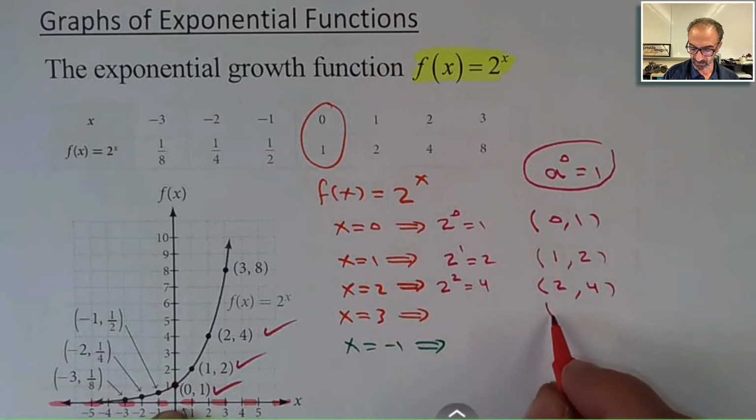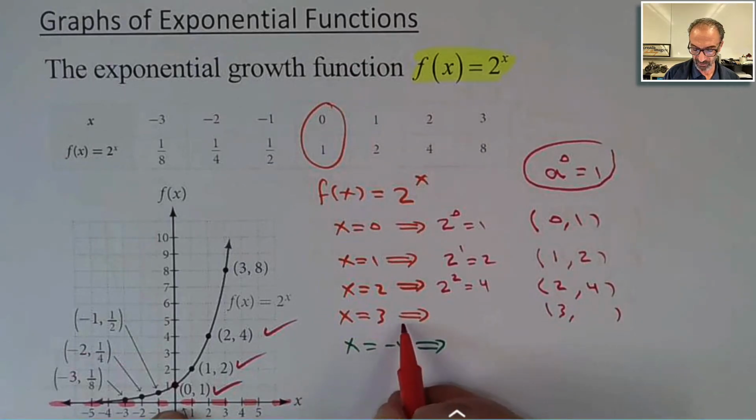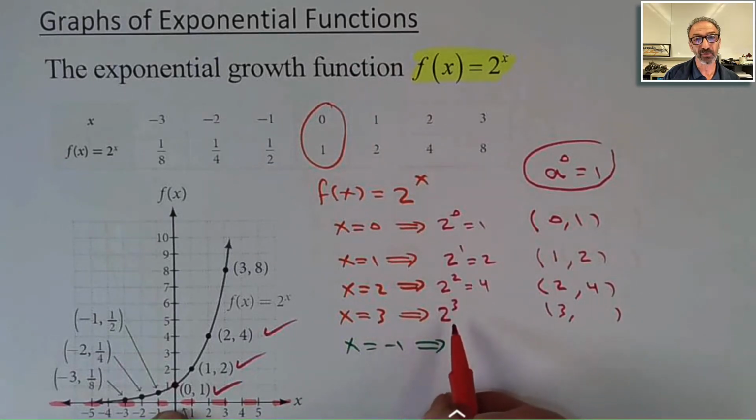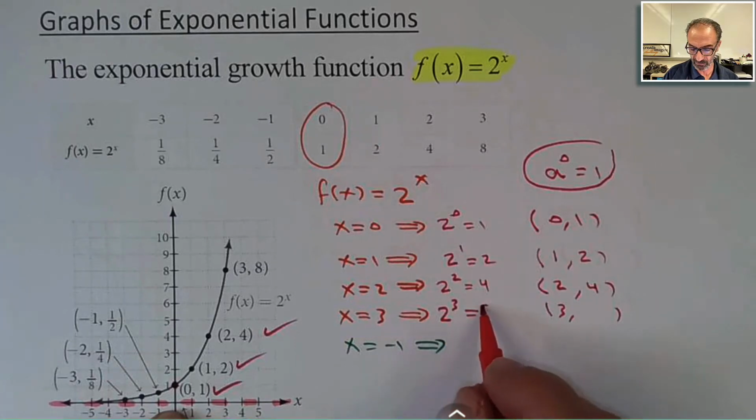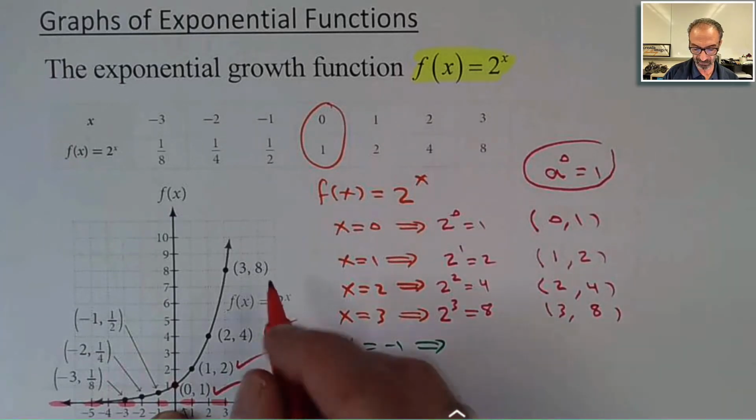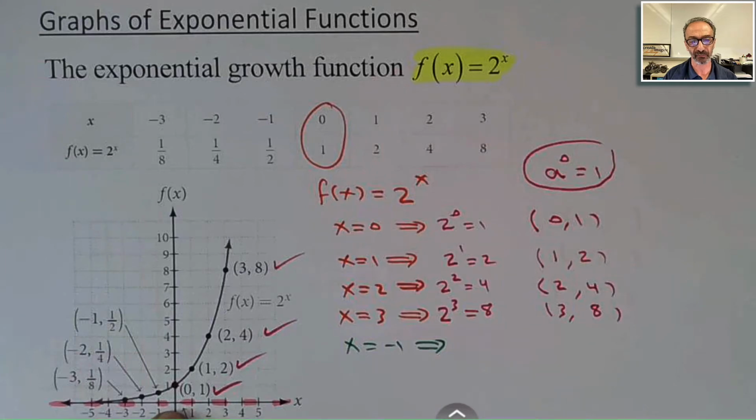3. 3 is my input. 2 to the power 3, 2 times 2 times 2 is 8. So my output is 8. 3 will take me up to 8. As you could see, every step I move right, it takes me more up. That's an exponential behavior, not linear.